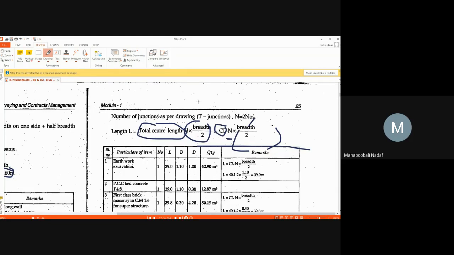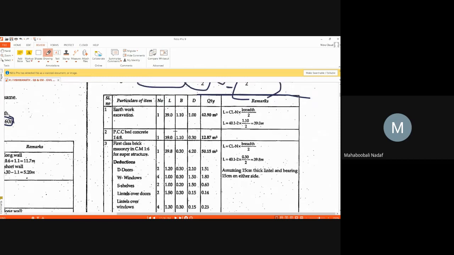So how many junctions are there? Intermediate junctions. Two junctions were there. Have you noticed? Two intermediate junctions, one on that side, one on this side. Now you write down the items here: earthwork, PCC, brick masonry. Like that you should write.